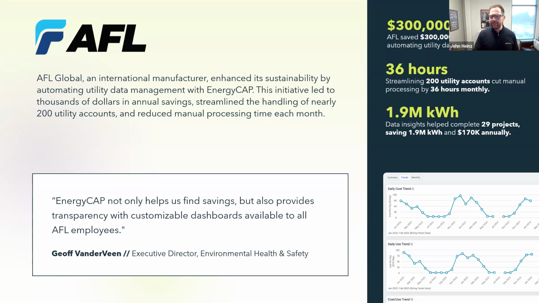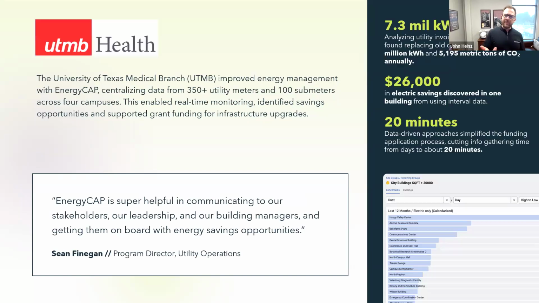Great case study there. Another one is a healthcare campus, healthcare organization, University of Texas Medical Branch. They are heavily sub-metered. So they are tracking sub-meter data, and they're actually using the sub-meter data to make data-driven decisions. So for them, monthly data just isn't enough. They need to get more granular so they can analyze data better and then work on savings opportunities.